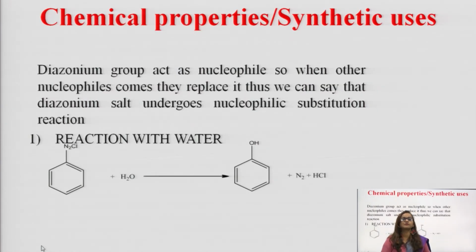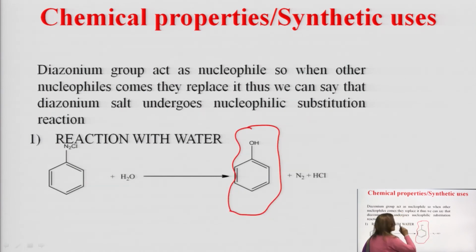Next comes chemical properties and synthetic uses. Diazonium salts have a specialty: they give some types of reactions, but in each and every type of reaction, some compound formation takes place. So from the examination point of view, if the question asks you to write the synthetic uses of diazonium salt, then you can write these reactions. And if they ask what are the chemical properties of diazonium salt, then you can also write these types of reactions. The diazonium group acts as a leaving group. Why? Because it has a positive charge.